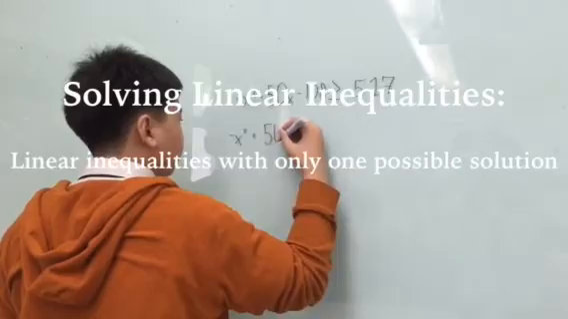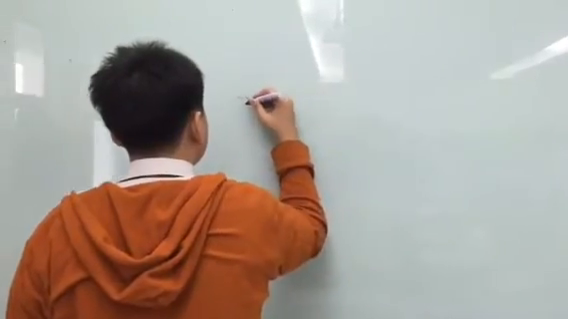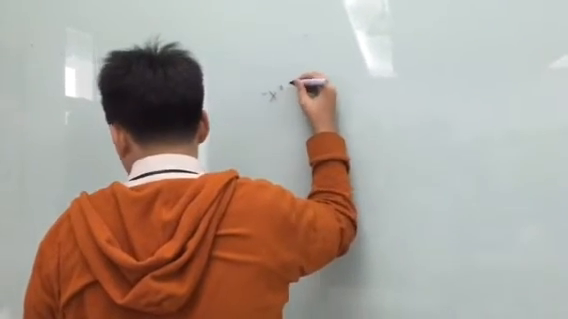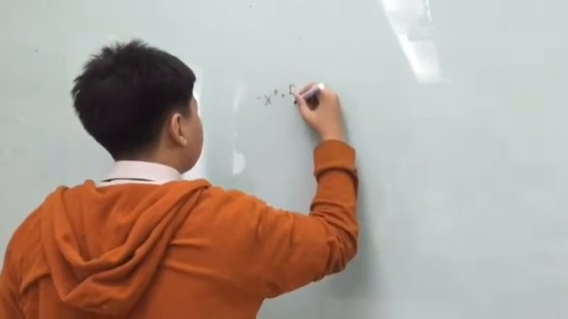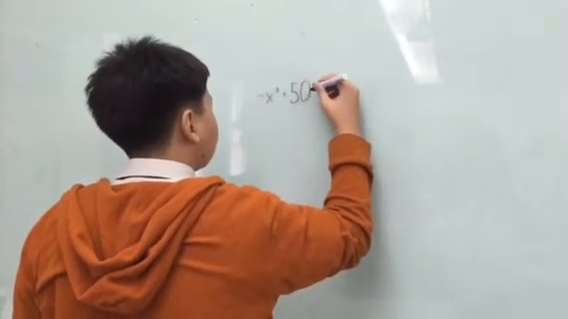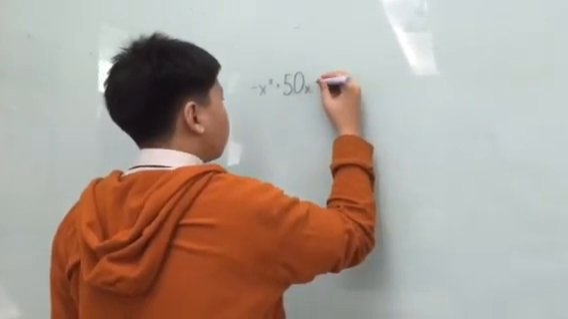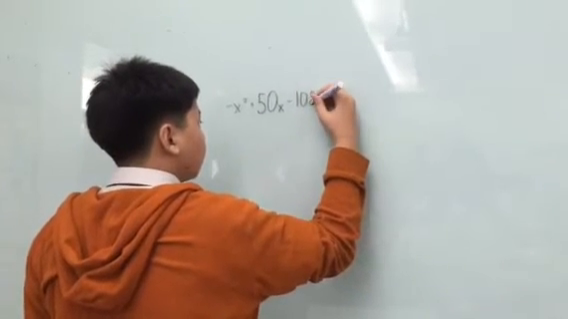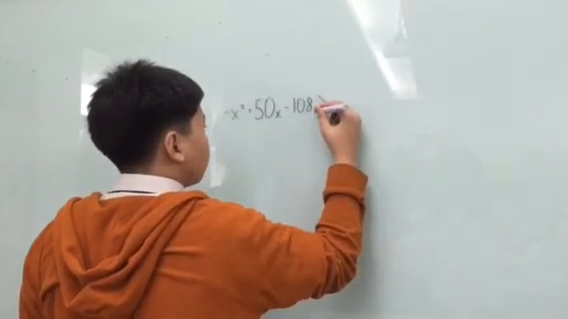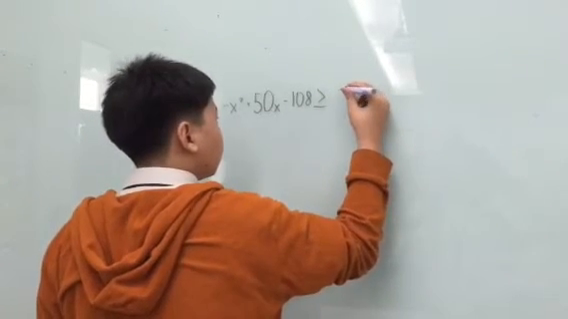Now, for another topic, solving linear inequalities with only one possible solution. Our equation for this topic is negative x squared plus 50x minus 108 is greater than or equal to 517. I repeat, our equation for this topic is negative x squared plus 50x minus 108 is greater than or equal to 517.